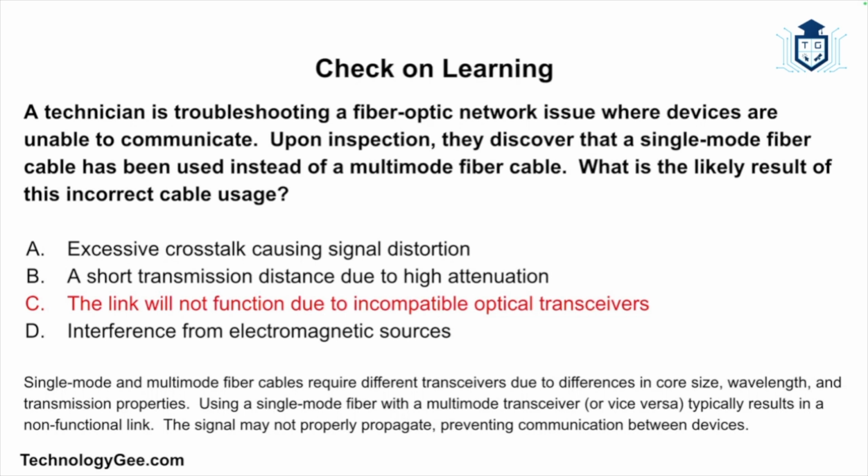So single mode and multi-mode fiber cables require different transceivers due to differences in core size, wavelength, and transmission properties. Using a single mode fiber with a multi-mode transceiver or vice versa typically results in a non-functional link, and the signal may not properly propagate, which will prevent communication between devices.